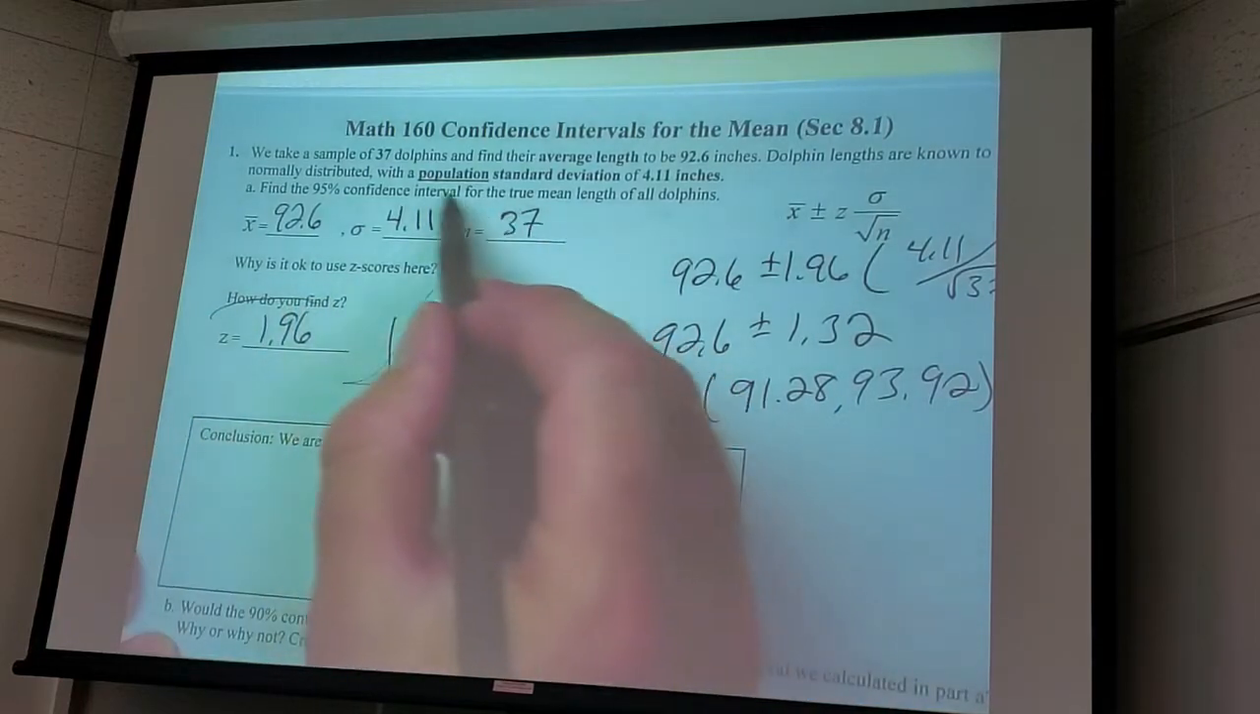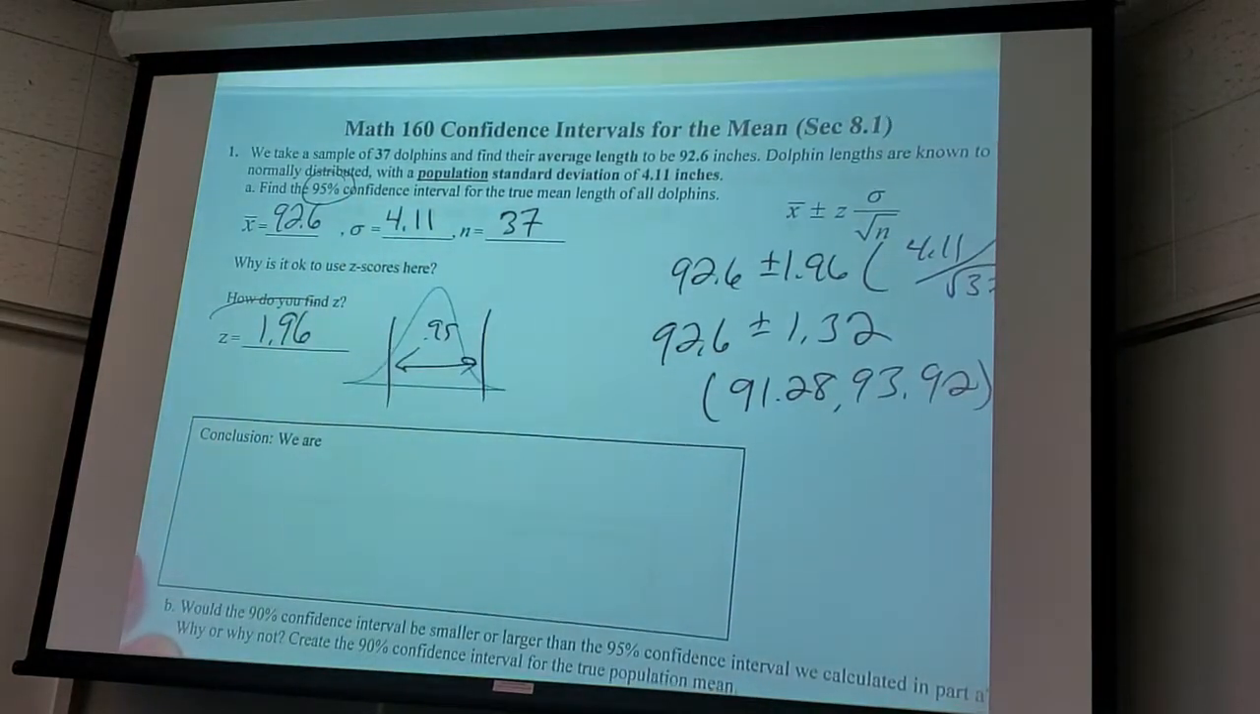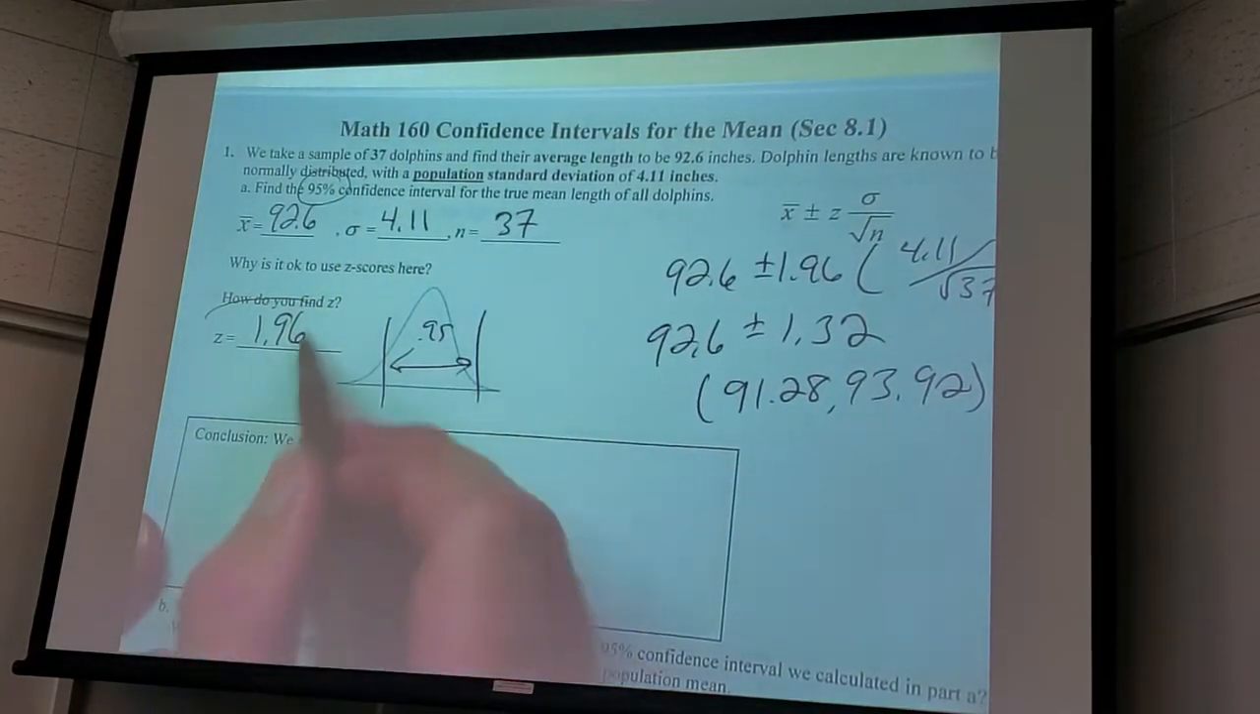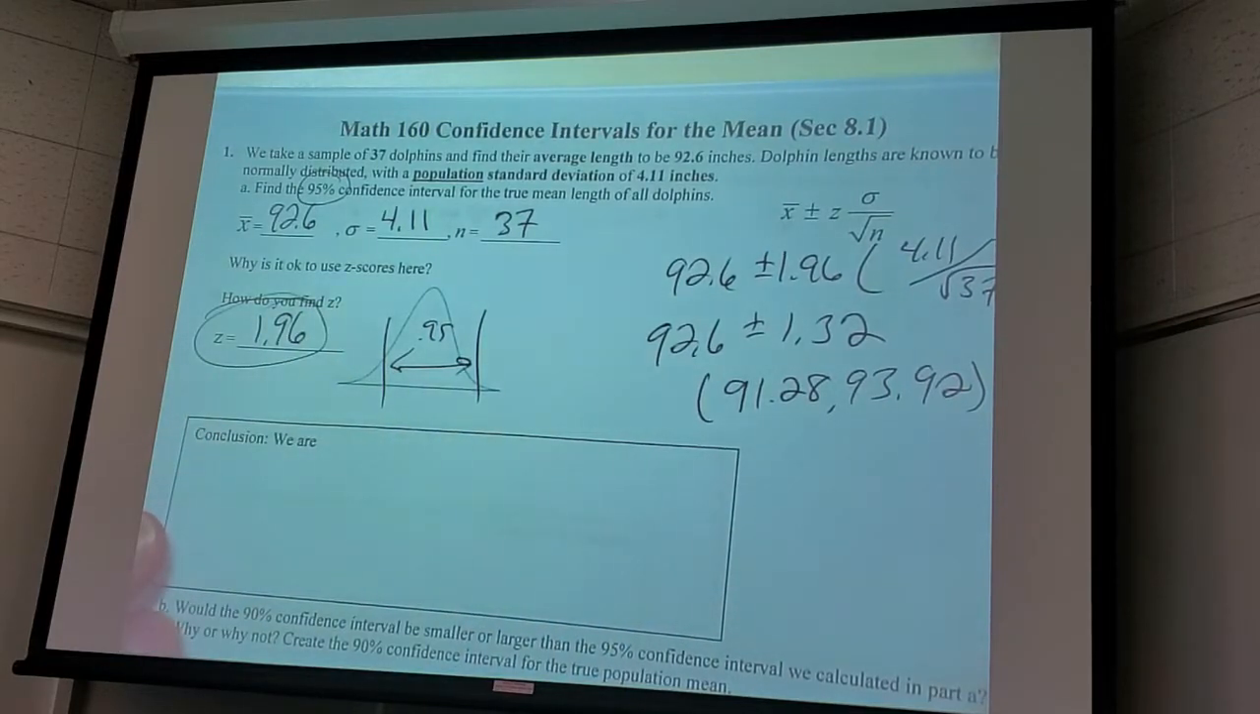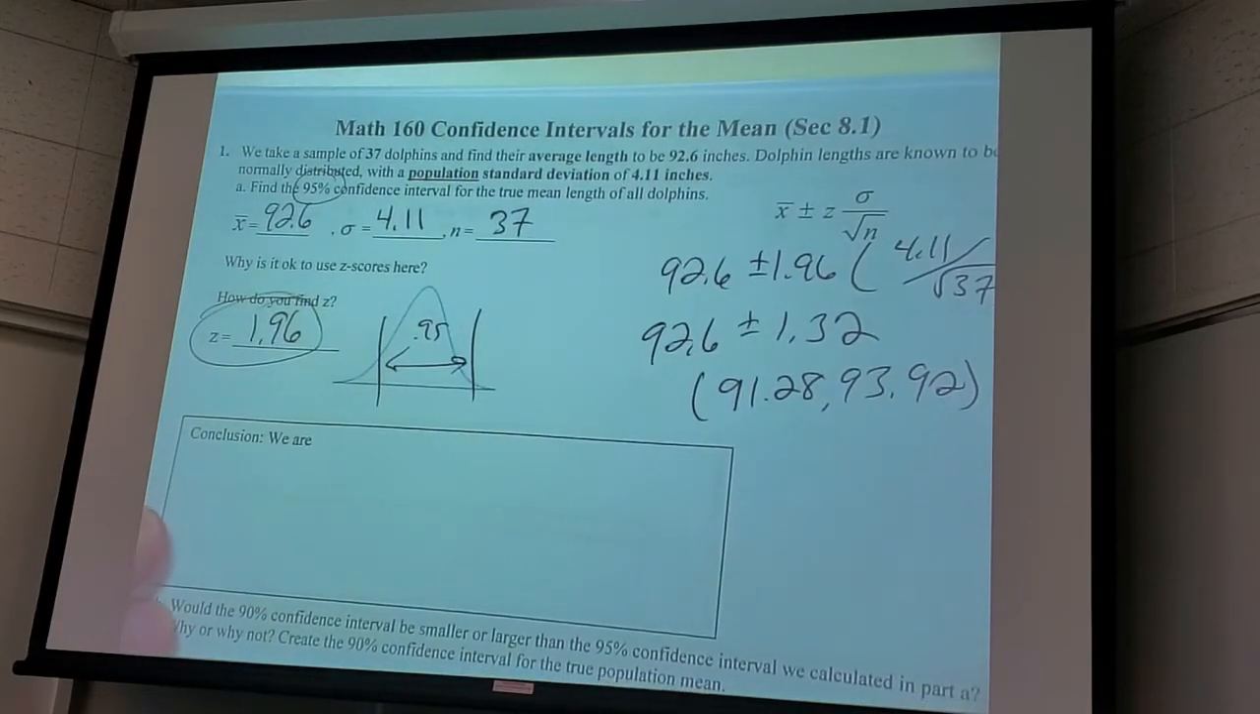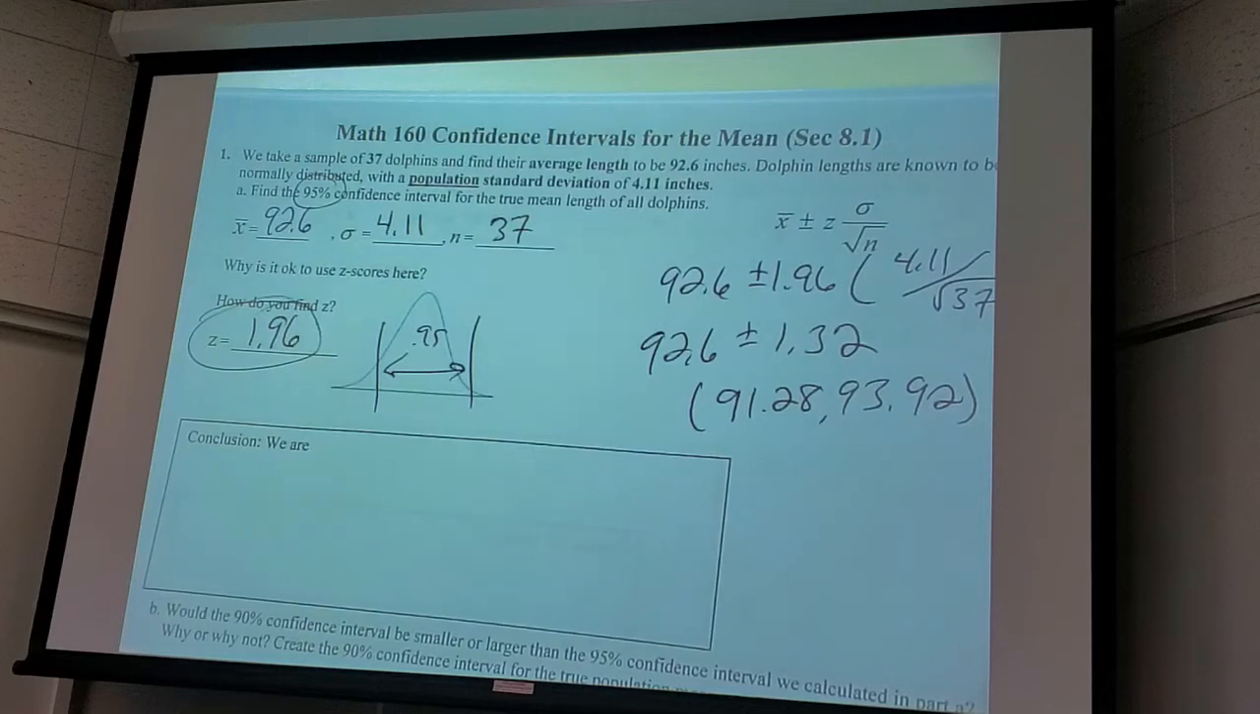Because we already did the 95% confidence interval before, so we already knew this 1.96. But if I told you 96% confidence, you don't know that one. You're going to draw it, 4%, 2%, look it up.